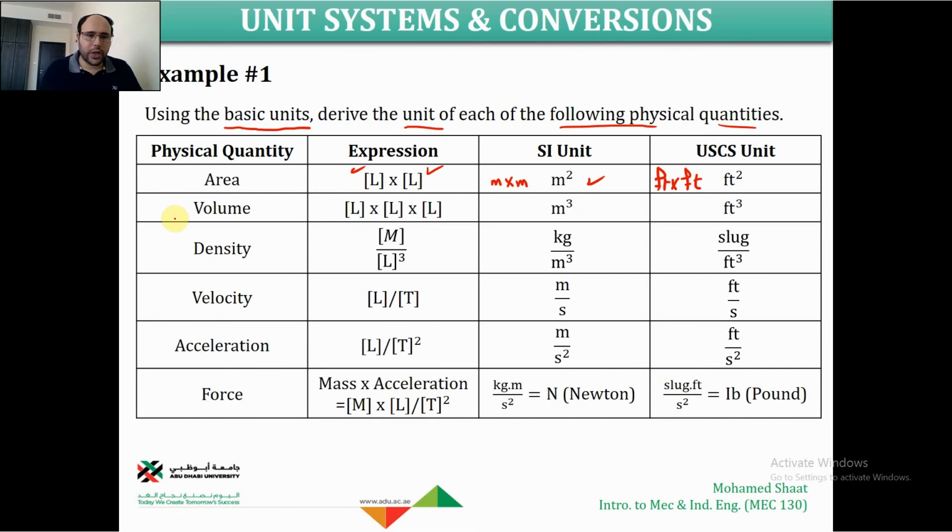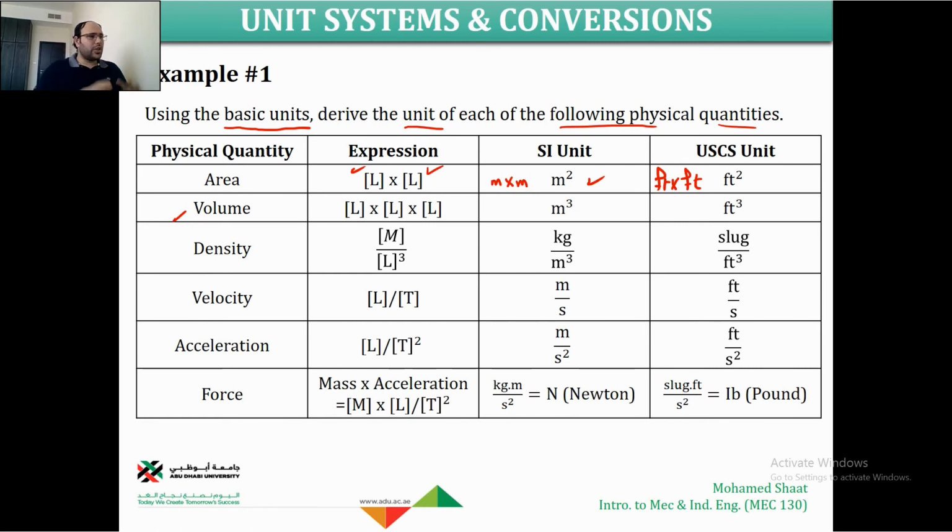So the basic unit for the area in the American system is feet square. Make sense? How about the volume? The volume, simply, is the multiplication of three lengths. For example, if I ask you the volume of a cuboid, you're going to say that it is the length times the width times the height. So it is the multiplication of the three edges of the cuboid shape. So length times another length times another length.